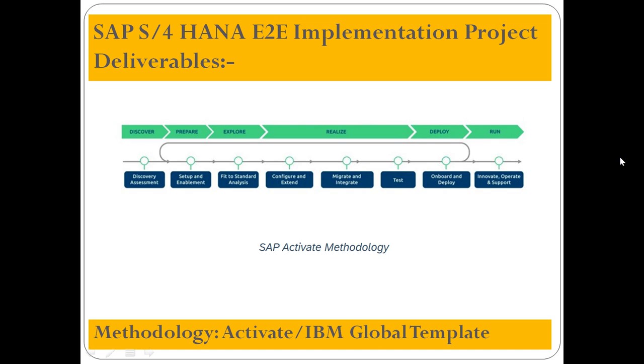Okay, so we know the Activate methodology, right? In SAP S4 HANA there is a methodology we call Activate methodology, and we are executing it with the IBM global template. So how are we going to deliver all the SAP greenfield implementation project deliverables with IBM global templates? I will share the sample documents with you also.